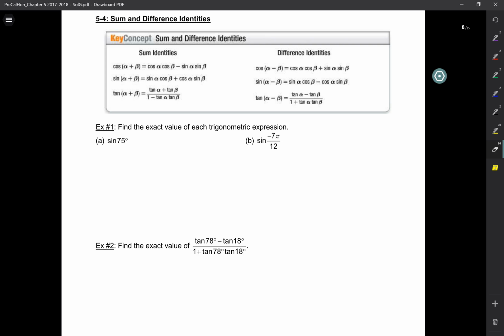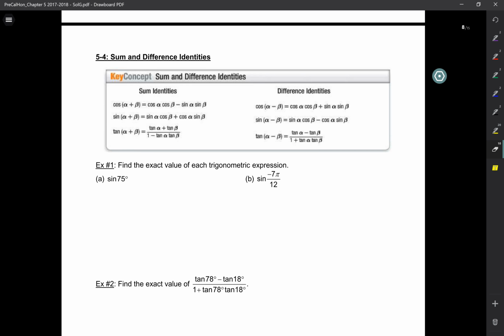The new identities we're going to talk about in this section are called sum and difference identities. And those come from the fact that if you take a look at the first one, what you have is cosine of alpha plus beta, sine of alpha plus beta, or cosine of alpha minus beta. So basically you're taking sine and cosine and tangent of two angles added or subtracted to or from each other. Okay?